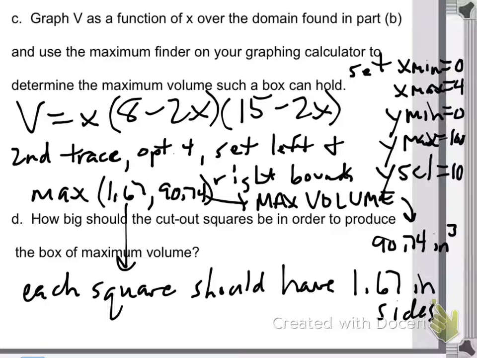So graph it, find the max. Okay? You might have to play with your window, guys, a little bit, like we had to there. If you graph this function on a standard window, it's going to look crazy. So you got to play with it. Okay? Find your maximum point. Your y coordinate is the maximum volume. Your x coordinate is your length of the sides of the squares that you're cutting out. Okay? That's a lot to take in.